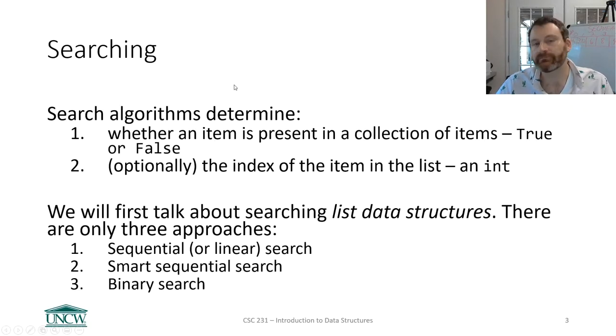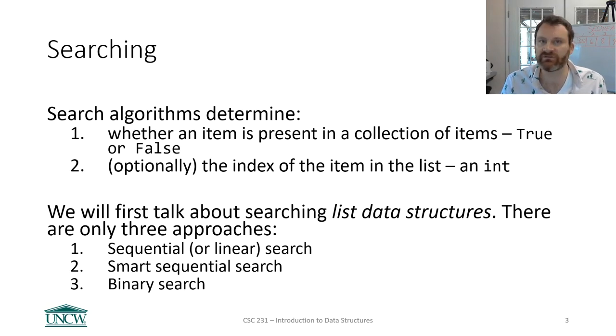Okay. So first of all, let's define what we mean by searching in the context of data structures and algorithms. A search algorithm determines whether an item is present in a collection of items. Easy enough. Is it there or is it not? True or false? Now, many search algorithms in computing will also return the index of the item in a list. Where is it in your list, right? This is going to be an integer. What's the index? Is it at index 0? Is it at index 3, index 4? Just knowing where it is in the list can be useful.